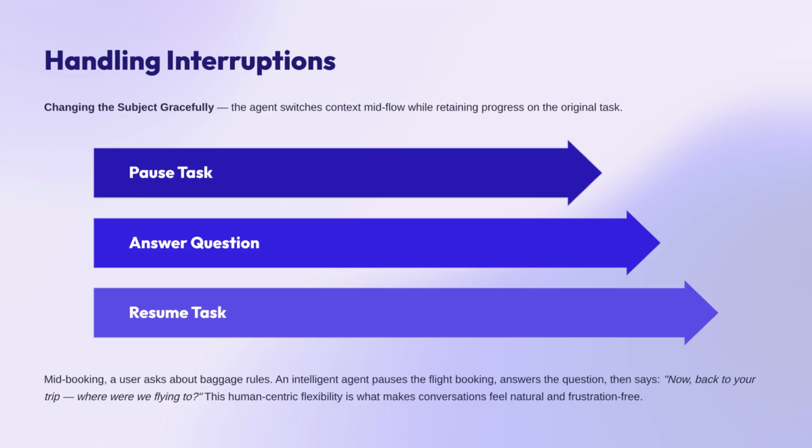You've probably noticed at the office how frustrating it is when a process is so rigid you can't ask a simple question out of order. Interruptions make the conversation feel human-centric. Let's break this down together. We are making our agent flexible.